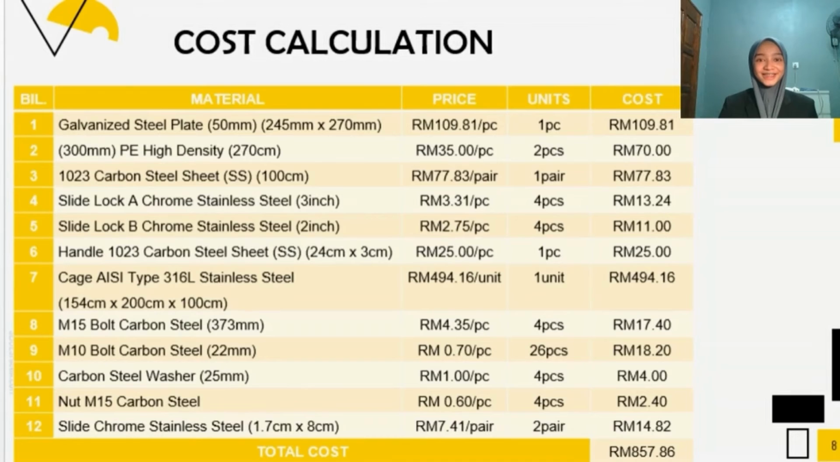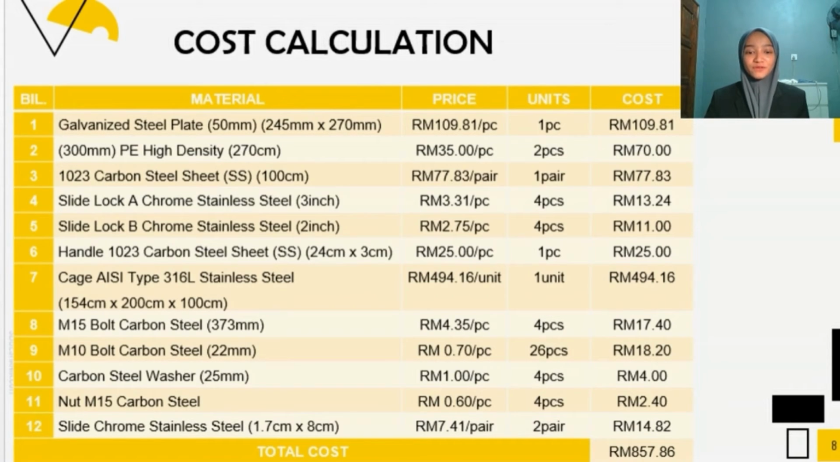Cost calculation. First, we have 1 piece of carbon steel plate for the base, costing 109 ringgit 81 cent. Next, we have 70 ringgit for 2 pieces of polyethylene high density cylinder floater. Then 77 ringgit 83 for 1 pair of carbon steel sheet wall attachment. Next, 13 ringgit 24 cent for 4 pieces of slide lock A chrome stainless steel, and 11 ringgit for 4 pieces of slide lock B chrome stainless steel.